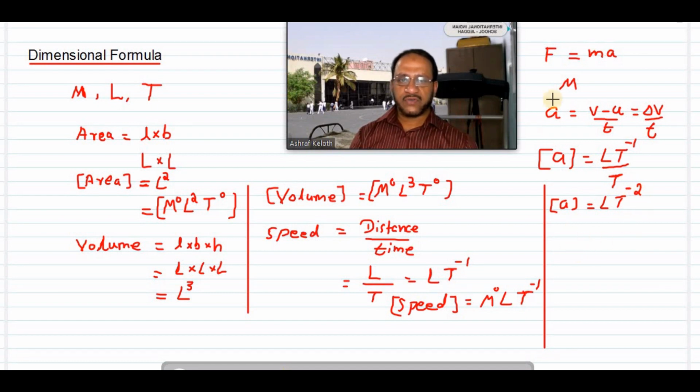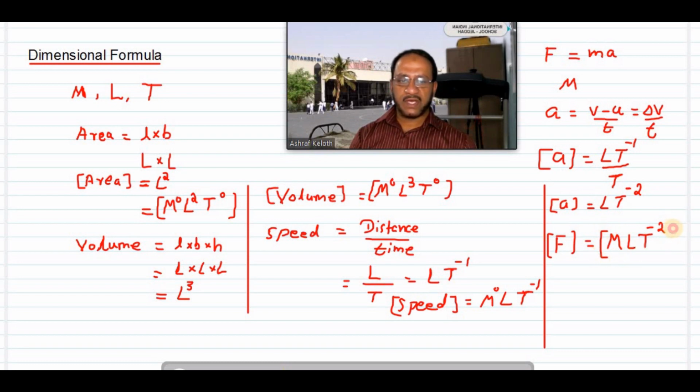Now we can get the dimension of force. Dimension of force we can obtain by using the dimension of mass and acceleration. That is the dimensional formula of force. We can write in square bracket: dimensional formula of force F is equal to the dimension of mass, capital M, and the dimension of acceleration, L T raised to minus 2. So this is the dimensional formula for force, M L T raised to minus 2.